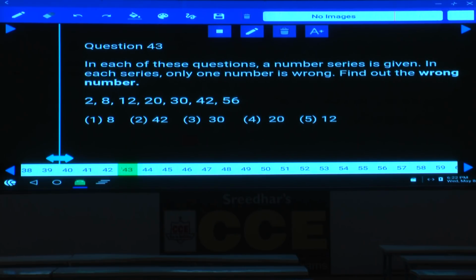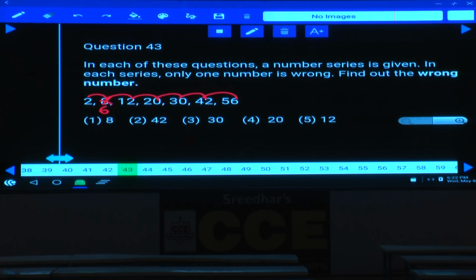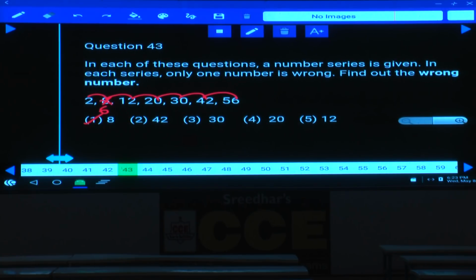What is the wrong number here? 30 and 42, the difference is 12. Here the difference is 14. Here the difference is 10, 10, 12, 14. Here it is 8, and before this 8 it must be 6, and the number must be 6. And the previous one is 4, isn't it? And 6 is the correct number. The differences between the numbers are consecutive even numbers: 4, 6, 8, 10, 12, 14. And choice 1 is the answer, 43.